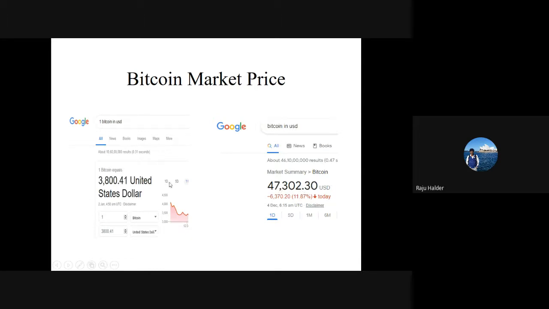So you can find that this variation depends on demand and supply in the market, right? Supply is fixed, 21 million Bitcoin in circulation, but demand may be high. I can purchase Bitcoin from the market, and I can use that Bitcoin to purchase something from some seller. So if that kind of demand increases, of course the market price will also increase.